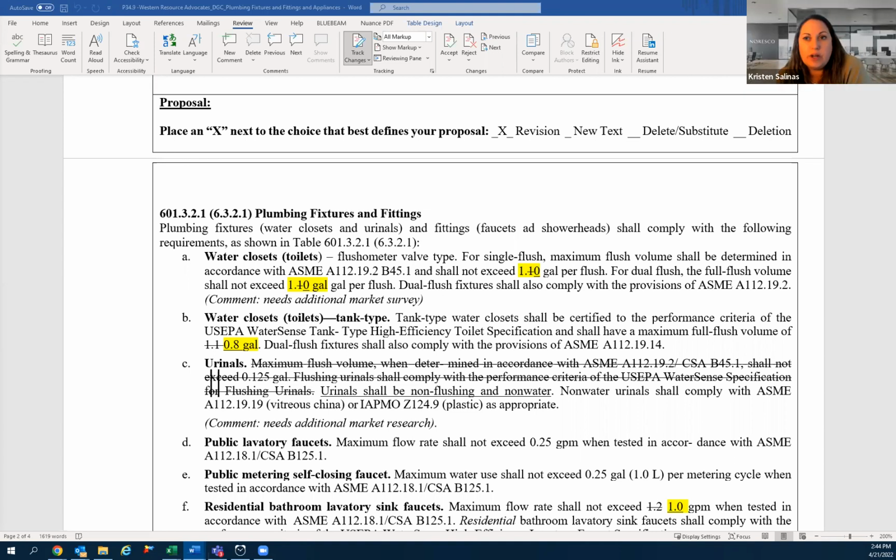So one thing to note is we are going to be hearing a drought resiliency proposal later on today that has to do with waterless toilets. So if we wanted to piggyback on that and put waterless urinals in there, if they don't want to go through with this proposal, I think that might be a decent option.